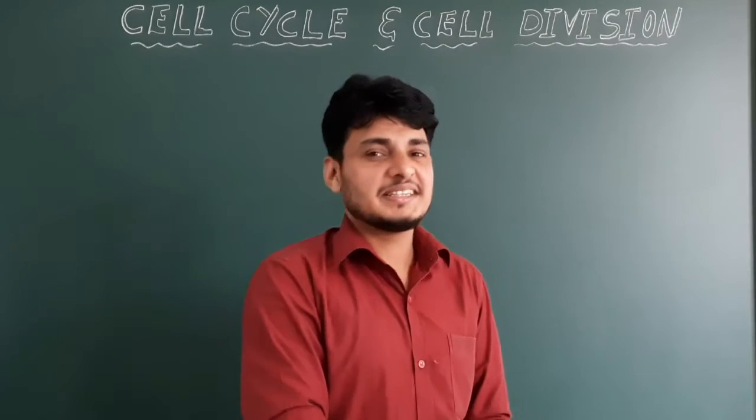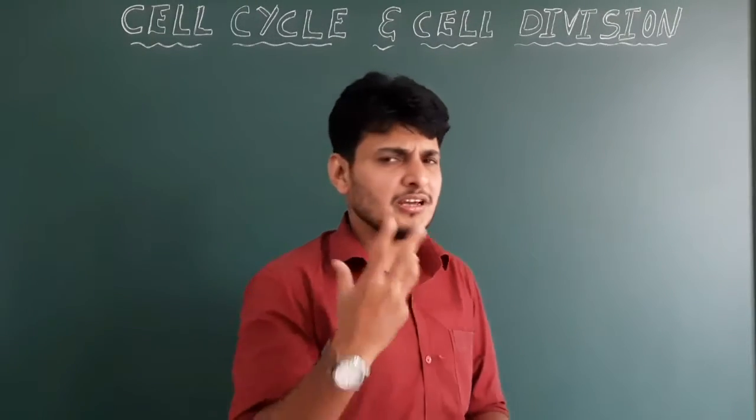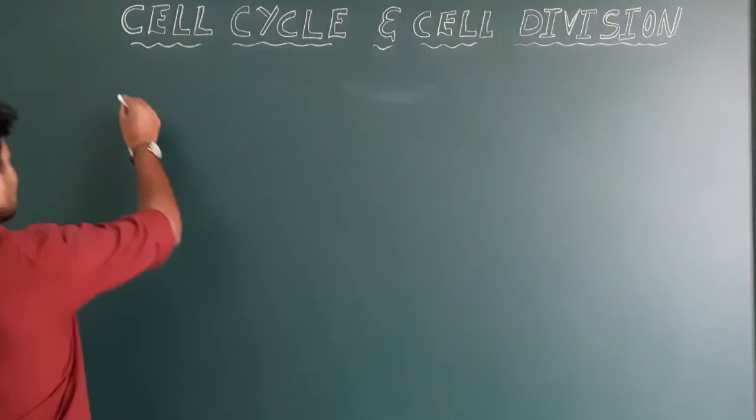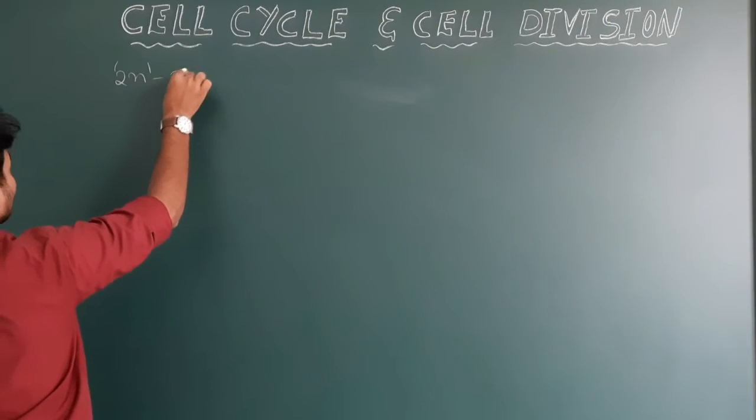What is the somatic cell? Somatic cells are nothing but a type of diploid cell. What is the meaning of diploid cell? Simple, we write it like this. 2n. 2n is nothing but diploid.